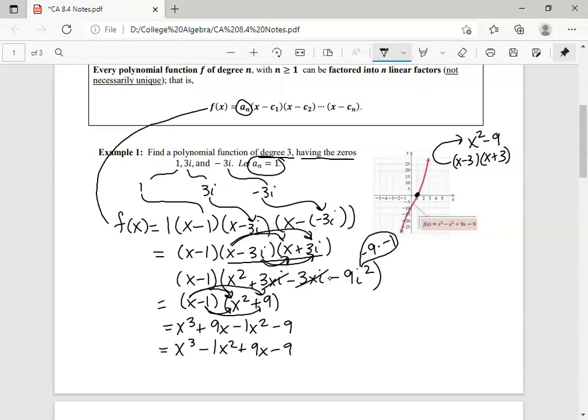They're imaginary, right? 3i is one of the zeros and the other is negative 3i. And so in this case, imaginary numbers don't exist on a two-dimensional graph. So that's why you're not seeing those other ones. Okay. So everybody good with that one? Okay.